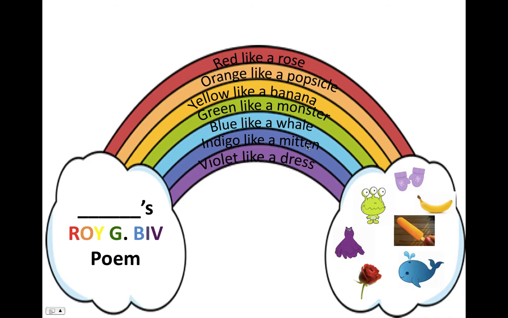Indigo like a mitten. Okay, now I just picked something purple because it's very hard to find something that's indigo. So if you want to pick two purple for the last ones, that's okay. Violet like a dress, and here's the dress. Okay, so I picked something that was each color, and I put it in my poem, and I put it in my rainbow. Yours is going to look a little bit different, but I will show you what you're going to do next.